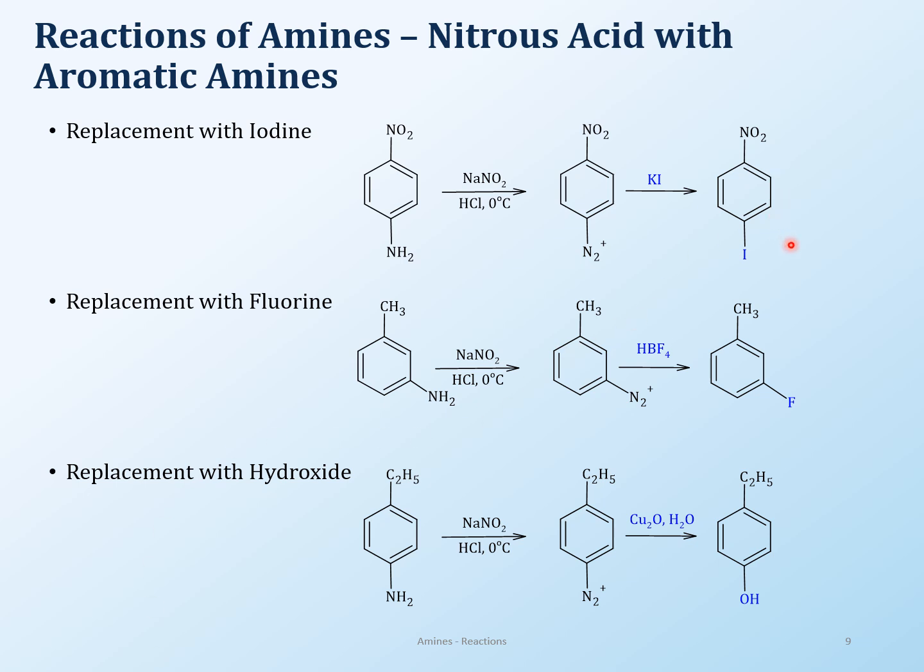So here is how the reactions work. For example, if you have an amine, you treat it with sodium nitrite, you get the diazonium salt, and then you treat it with potassium iodide and you get the iodobenzene, with the nitro group on there too. Here is an interesting one, because the CH3 and the NH2 are in the meta position to each other.